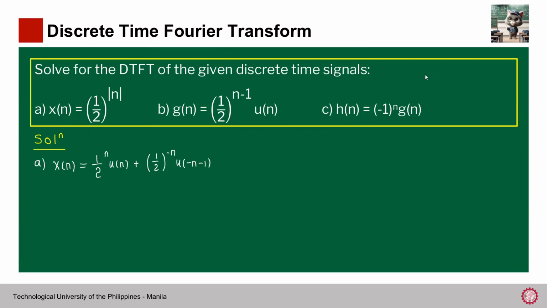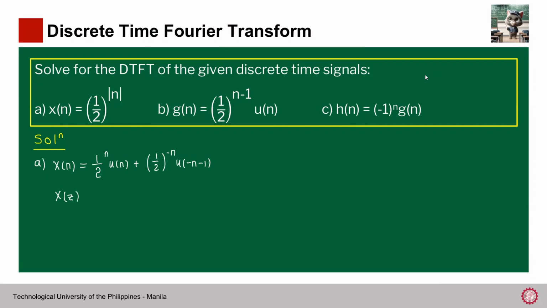Now, as we said, we can take the Z transform first and then check if the ROC includes the unit circle. If the unit circle is included in our ROC, then we will be able to just substitute j omega for Z, and that is the DTFT. So let's find X of z first.